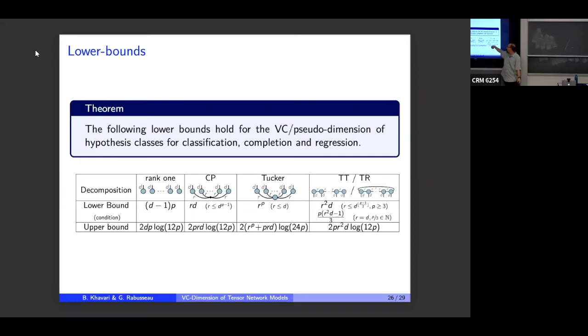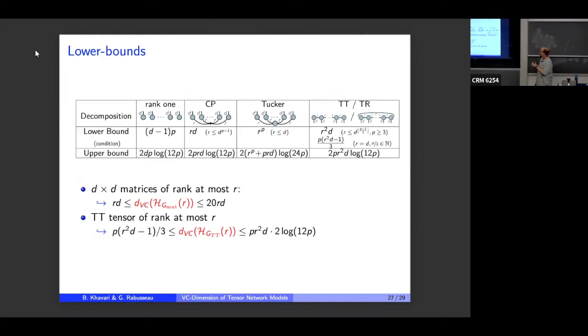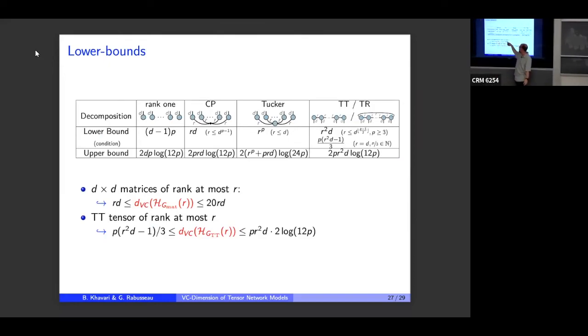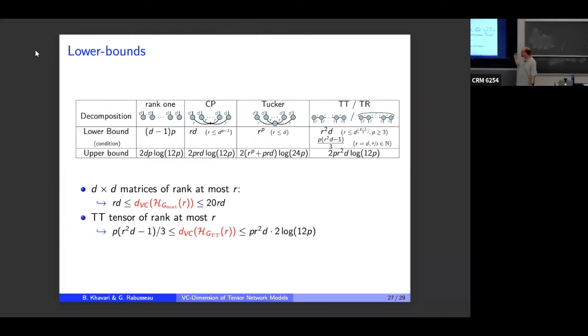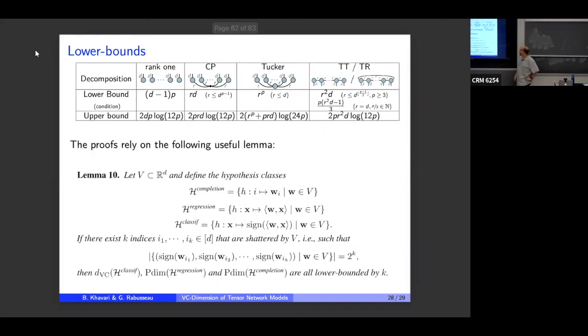So again, tight up to this logarithmic factor. And yeah, so this is our lower bound that goes with the upper bound, showing that this is tight. So for example, for D by D matrices of rank at most R, we get that the VC dimension is lower bounded by RD and upper bounded by 20 RD. Right? So we just have a constant factor. Same for a tensor train of rank at most R, whose order is, no, in this case, it's generic. And I think I will conclude rapidly there.